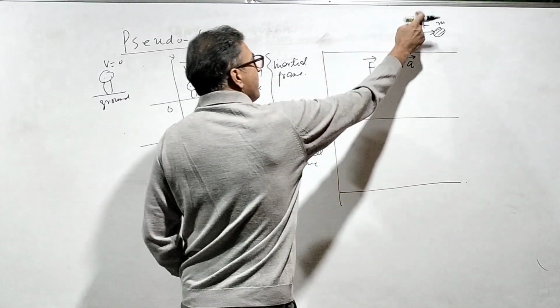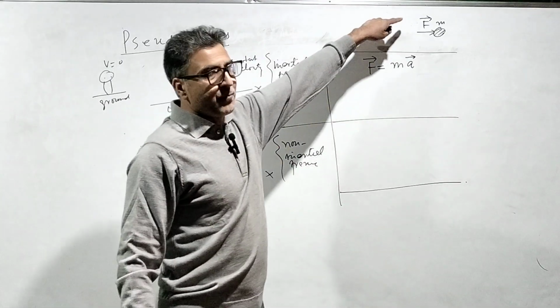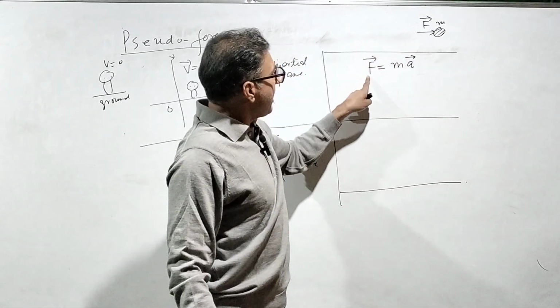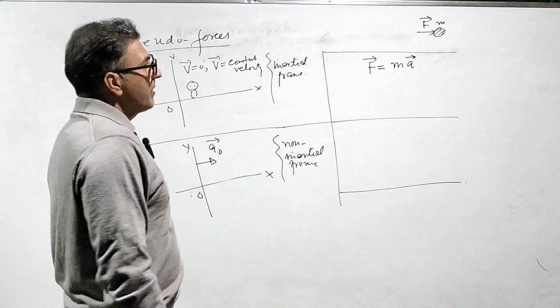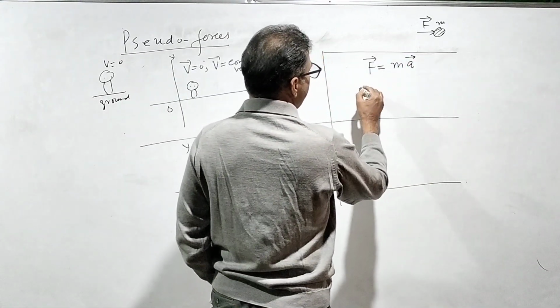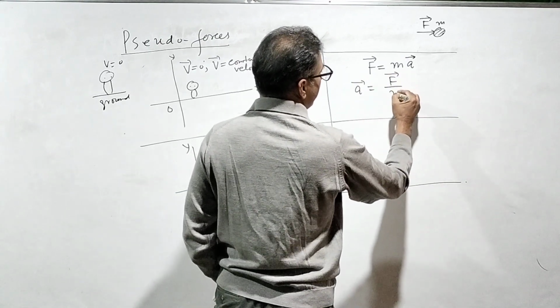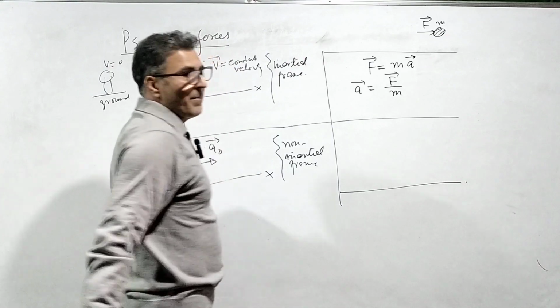He will find this real force. He will add up the real force. Suppose the real force is only F, and he will write F is equal to ma. Now, if I ask this person, what is its acceleration? He will say acceleration is equal to F by m. Its acceleration is F by m.